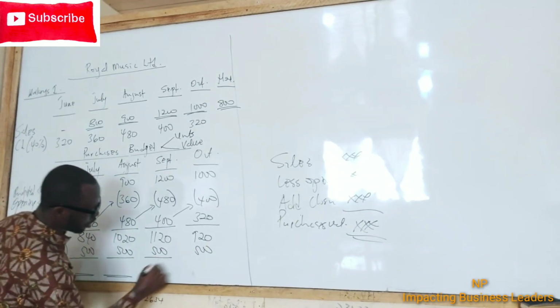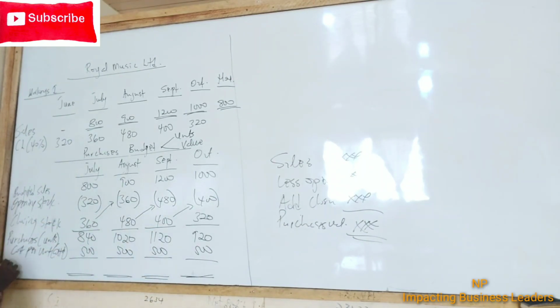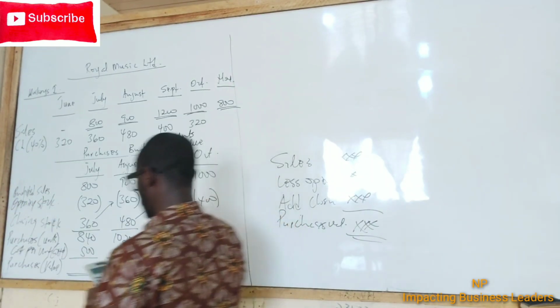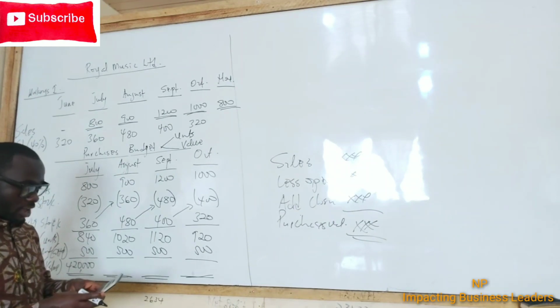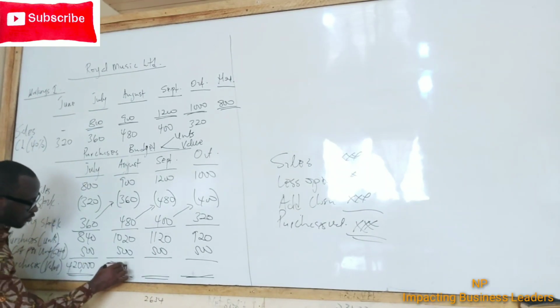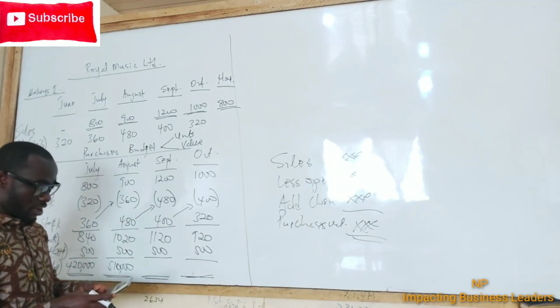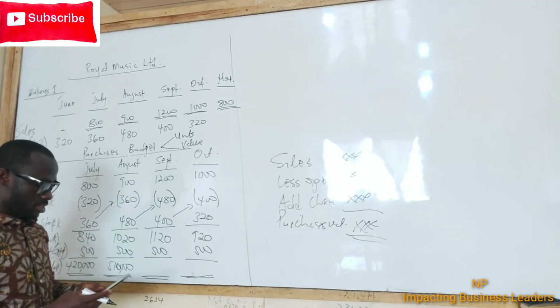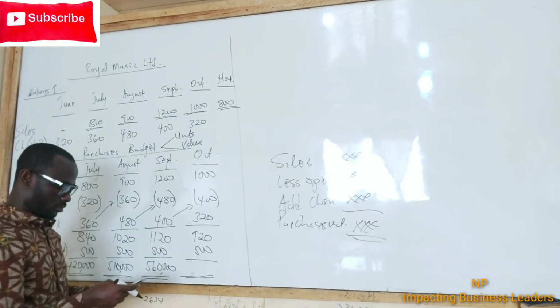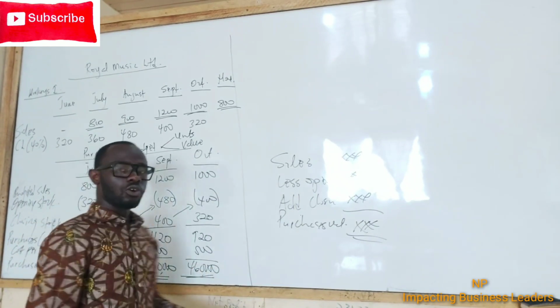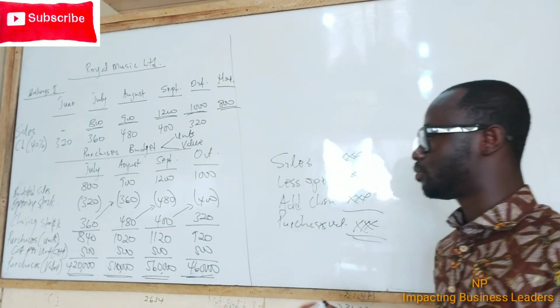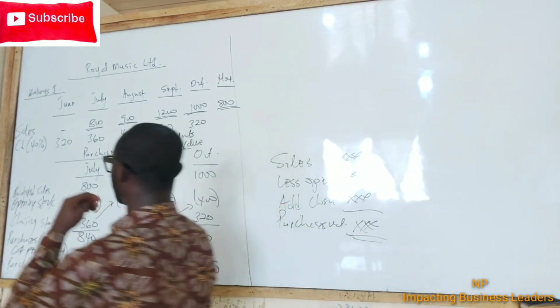Then when we multiply, we now get the purchases in value. Okay? We could have brought Ghana cedis there and go straight up. So 840 times 500, that's 420,000. 1,020 times 500, that's 510,000. 1,120 times 500, that's 560,000. And then 920 times 500, that's 460,000. So this is how we prepare our purchases budget for July through to October.